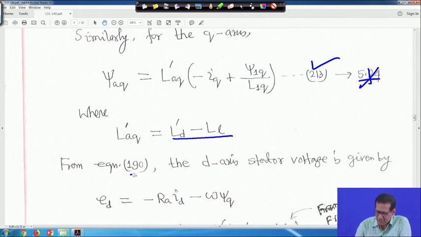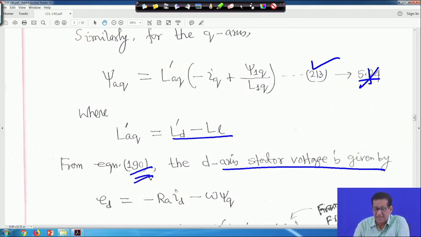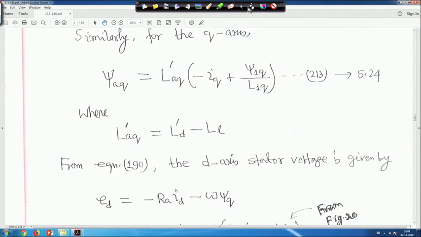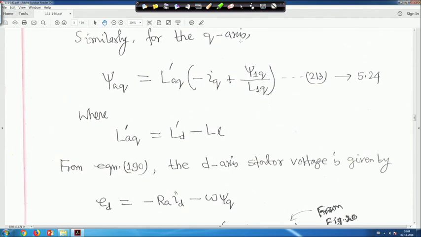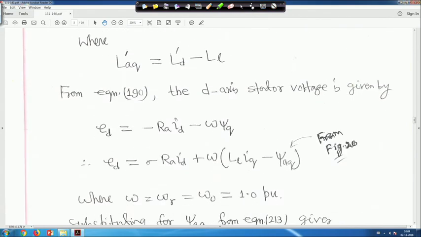From equation 190, the d axis stator voltage is given by E_d is equal to minus R_a I_d minus omega psi_q. We go back to equation 190, and therefore E_d is equal to minus R_a I_d plus omega times psi_q, where psi_q is equal to L_l I_q minus psi_aq. From the analogous q axis circuit diagram, you apply KVL.